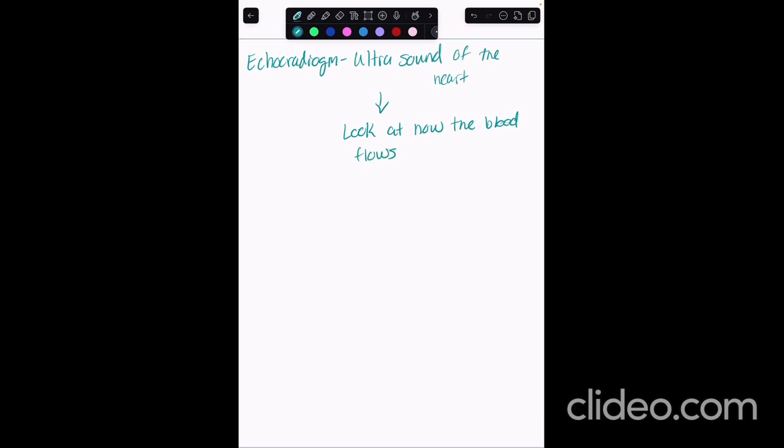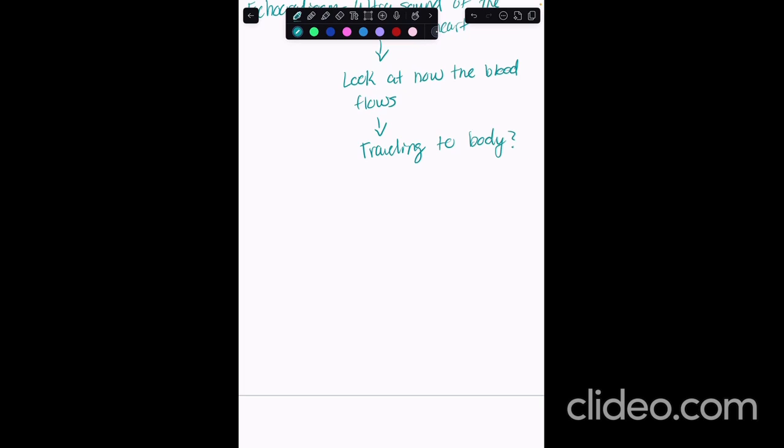How this is beneficial for heart failure is, again, it allows us to see, is blood adequately being pushed into the body? Is it traveling to the body? With this, we can see the blood going through the atriums to the ventricles, out to the lungs, back in to get oxygenated, and through the atrium to the ventricles and out to the body. Is that happening? So an echocardiogram is very beneficial in this way to help us determine, is somebody in pre-heart failure?